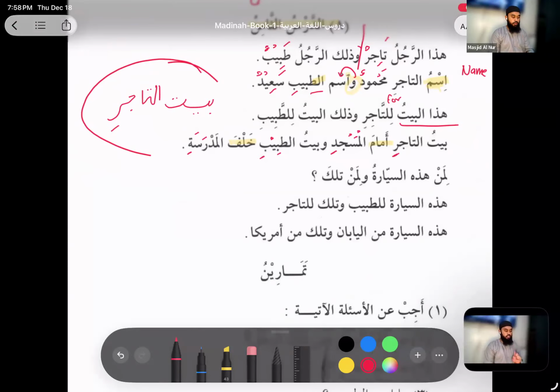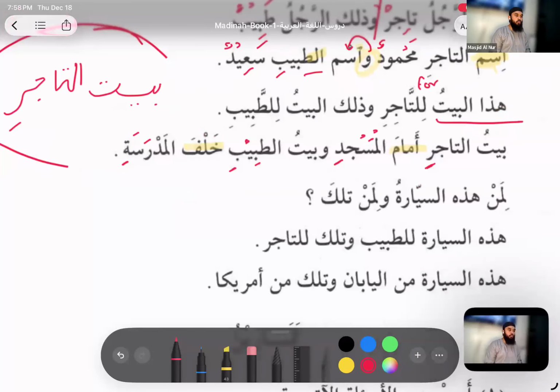First and foremost, good. Let me go through a translation right now. First and foremost, we're coming across 2 new words: amama and khalfa. Who can translate these 2 words? Front and behind. Front and back. Amam, in front.